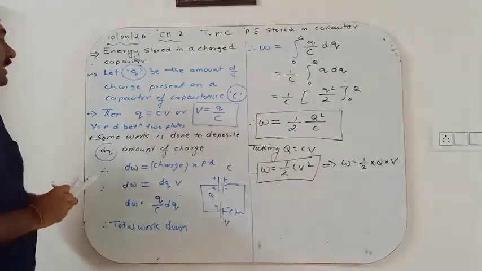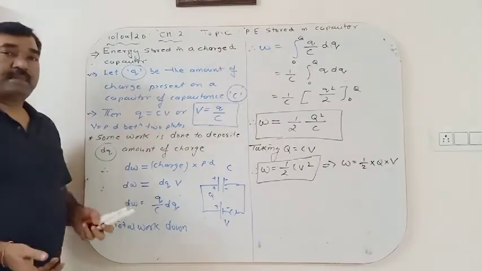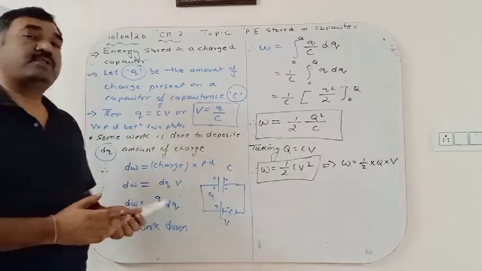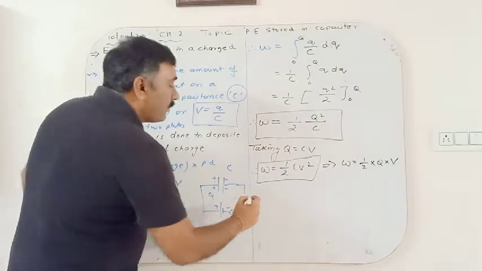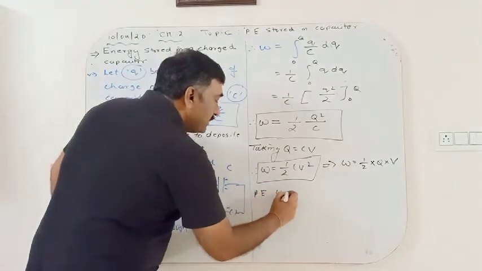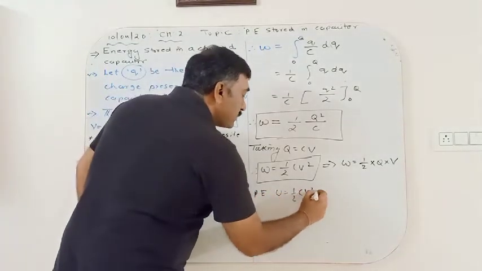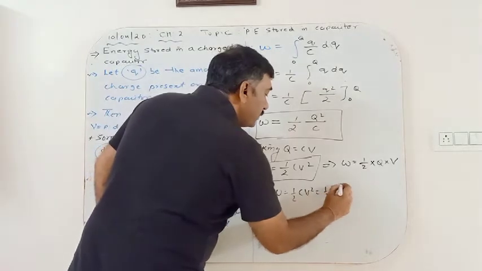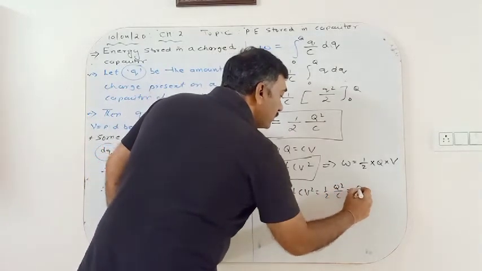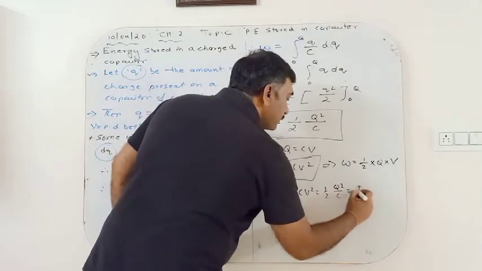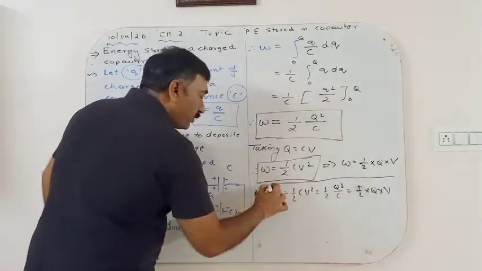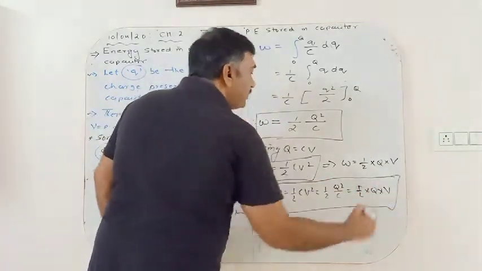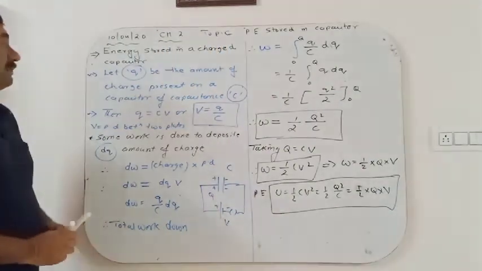Again, to charge a capacitor some work has to be done, and that work is stored in the form of potential energy. And here the formula for the potential energy is U is equal to half CV square, half Q square by C, and half Q into V. So these are the three possible formulas for the potential energy stored in a charged capacitor.